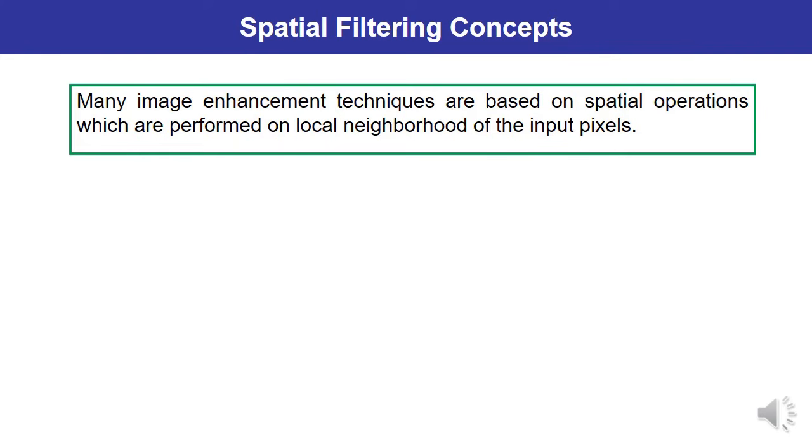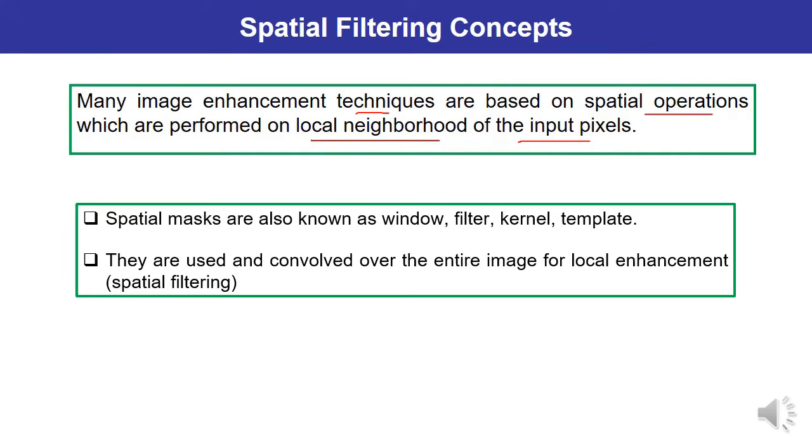what is the spatial filtering concept? What do you understand by this and what do you have to study over here? Many image enhancement techniques are based on spatial coordinates, spatial operations which can be performed. These spatial operations are performed on a local neighborhood of the input pixels, and while performing these operations the enhanced image will be obtained.